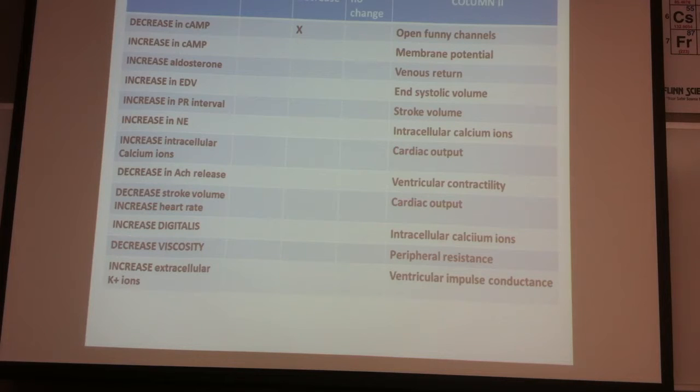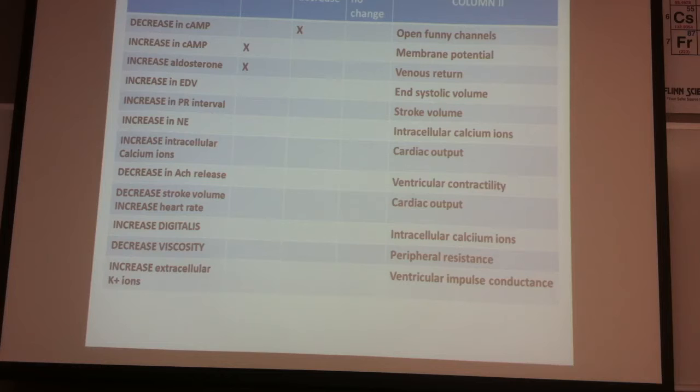Now we can only take the test together. Okay. An increase in the cyclic AMP would have what effect on the membrane potential? Would it increase positivity or decrease it? Increase. Okay? An increase in aldosterone is going to do what to venous return? Aldosterone causes sodium ions to be excreted or reabsorbed? Reabsorbed. And where sodium goes, water is sure to follow. Increase venous return.